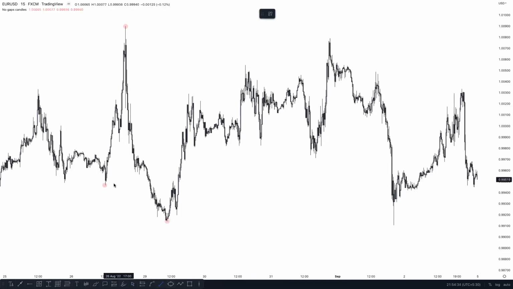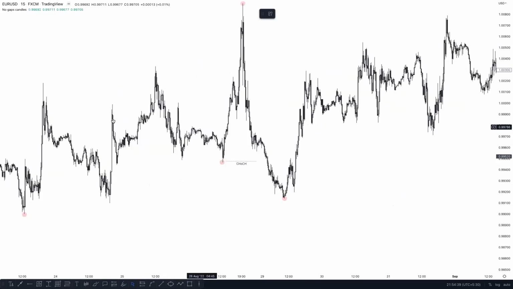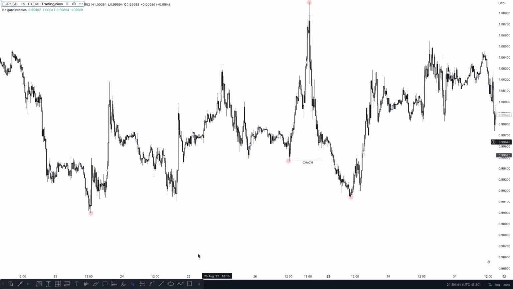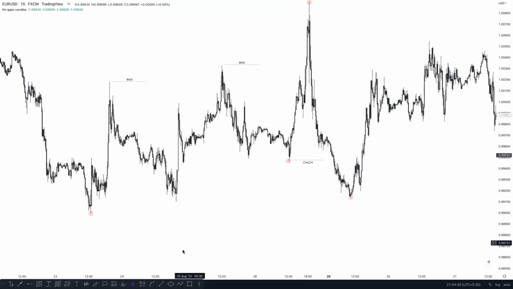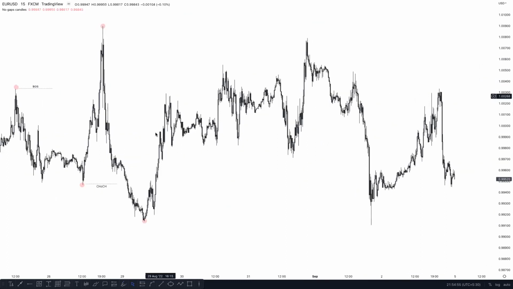Then you can see here, after this change of character, because the market is bullish and the market goes higher, this is our break of structure. Okay, and then what happened? This is all our internal structure, and the market tapped the extreme one and pushed downside. What can we expect here? At least it takes out this low.